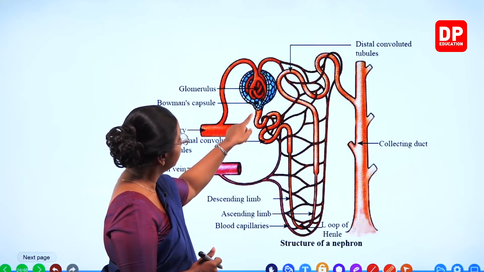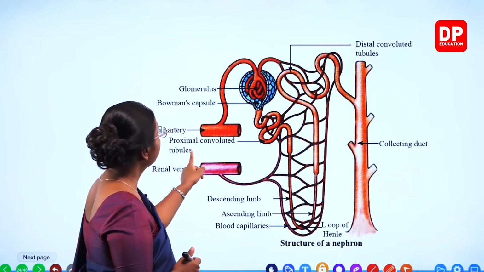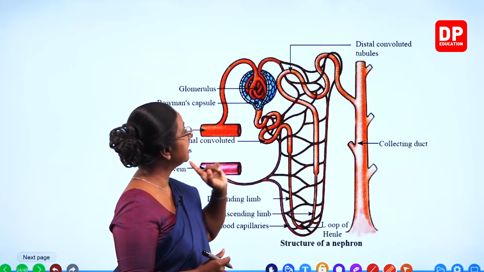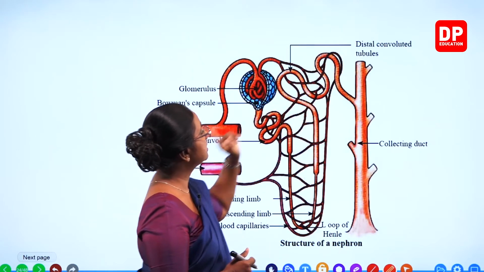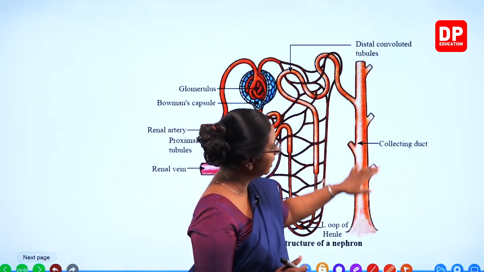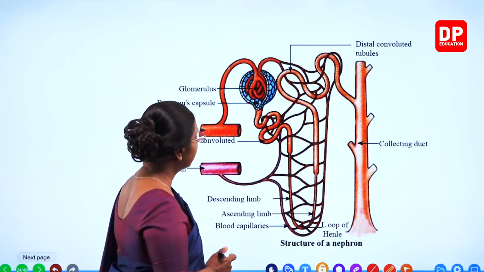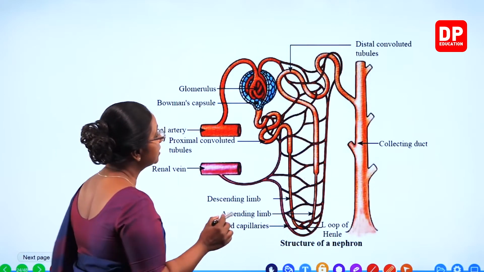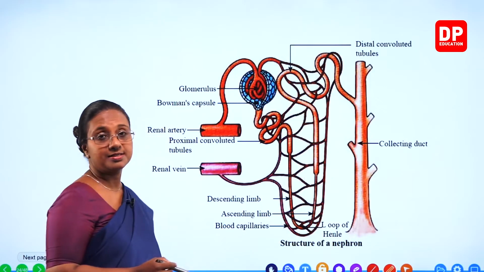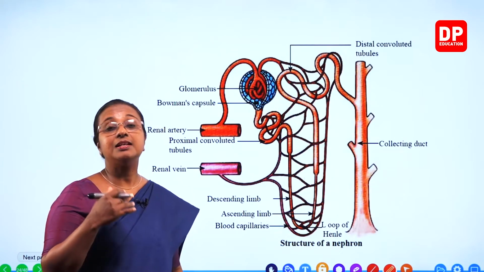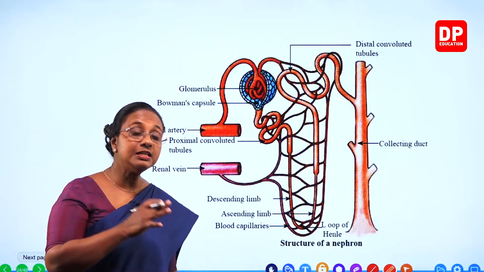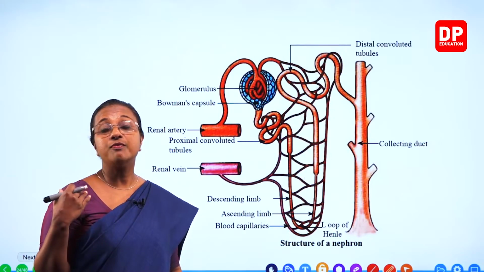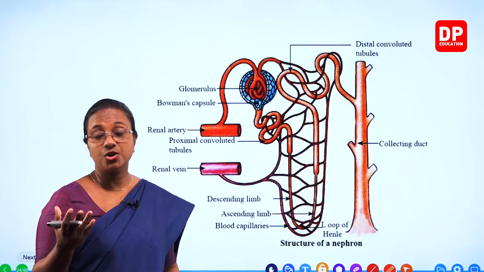Thereafter, the filtrate goes through the proximal convoluted tubule, the descending limb, then the loop of Henle and the ascending limb, again into the distal convoluted tubule and finally to the collecting duct. Here what happens is there is selective reabsorption taking place as well as secretion. When there is selective reabsorption, a certain amount of water is reabsorbed. That again depends on the amount of water in the human body, homeostasis of water.